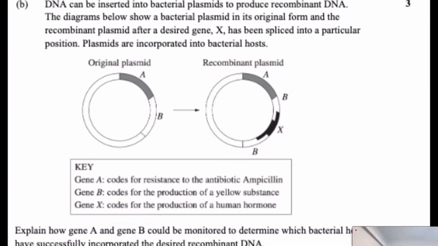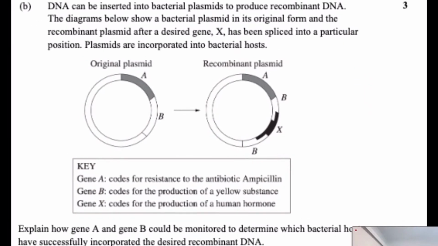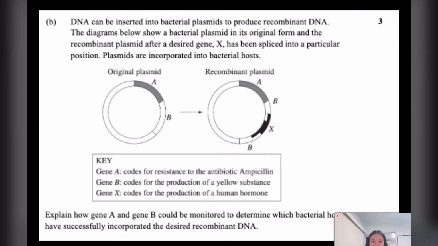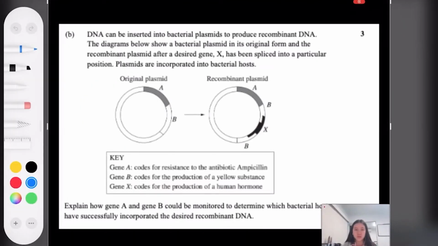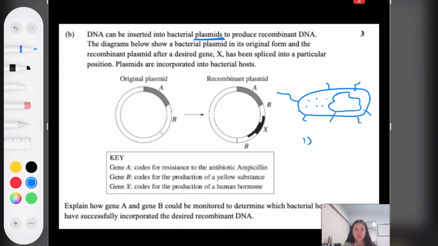DNA can be inserted into bacterial plasmids. What's a plasmid, Micah? Circular DNA, usually in prokaryotic organisms. So if I drew this in a diagram and I asked you 1 mark, identify this, and this was a bacterium, you saw the ribosomes, you saw the pili. What would you call this structure here, A? Identify this. What would you call it?